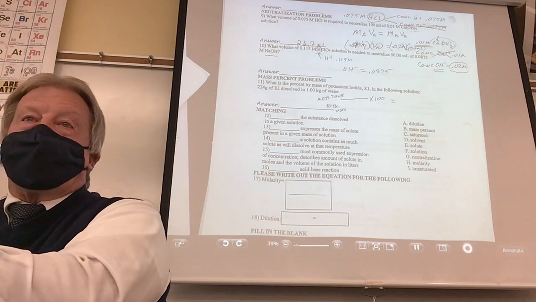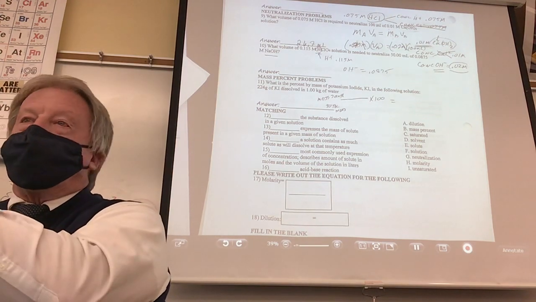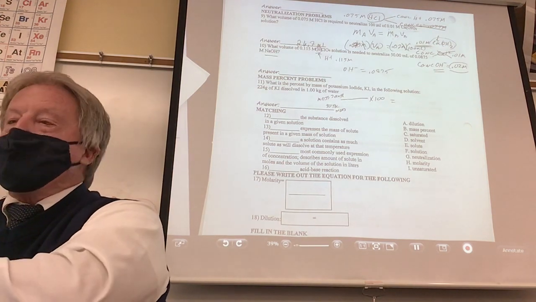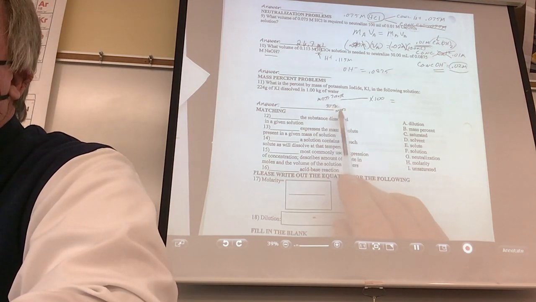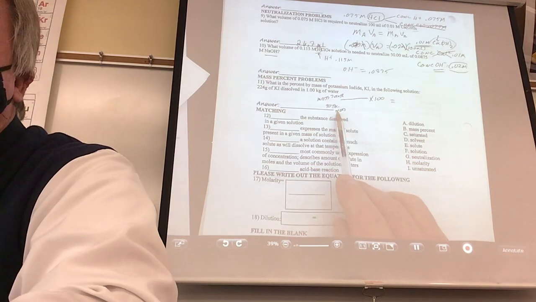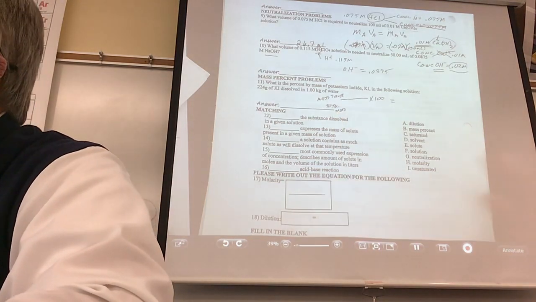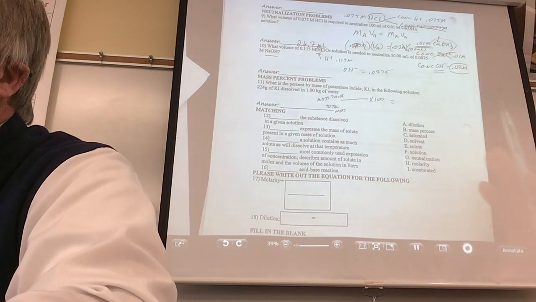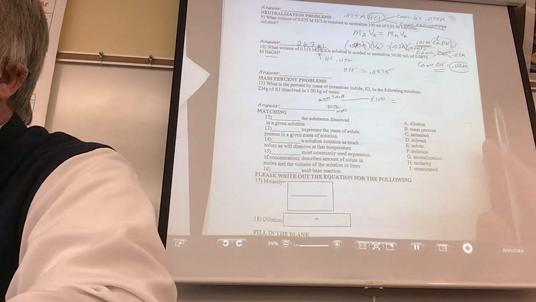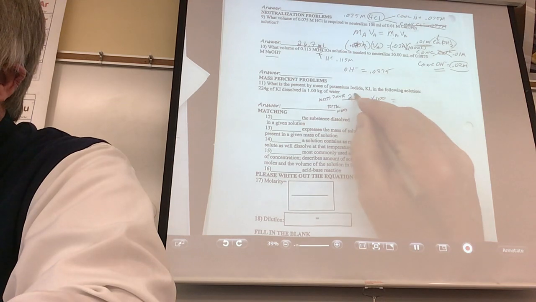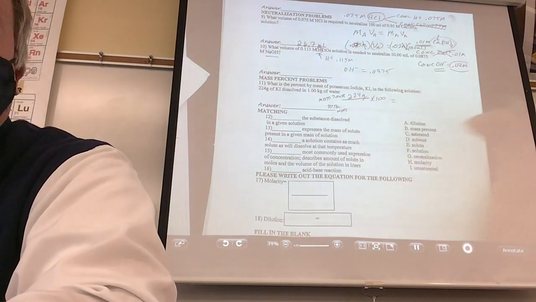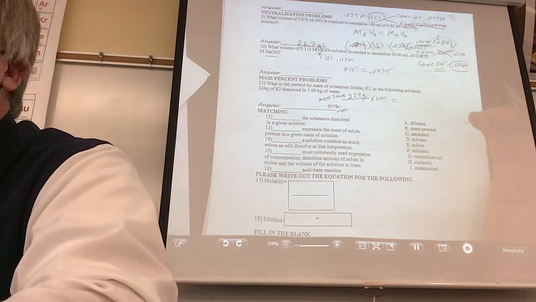Percent by mass, you don't have to worry about molarity or moles or anything like that. But what you should have had was the mass of the solute divided by the total mass of everything. Did you get that far? Okay, what is the mass of the solute then? What was the mass of the solute? Did everybody get that far? Now, what's the total mass?